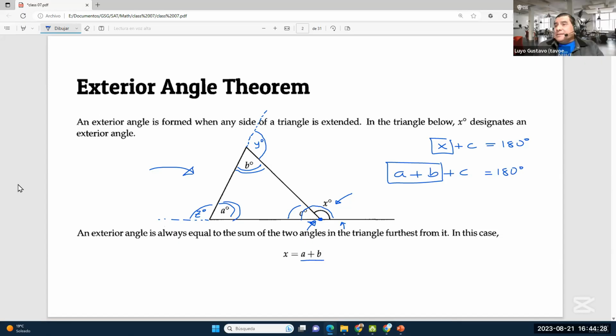So this is something that reminds us that when we look at a problem about triangles, always be careful, not only look at the interior angles but also at the possible exterior angles on the vertices of this triangle. Let's see an example of this and a sample question in the SAT. Take a look.